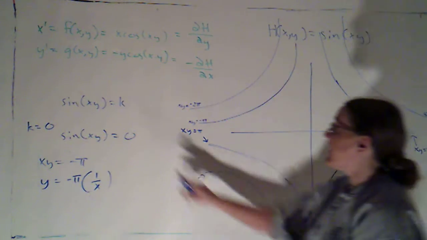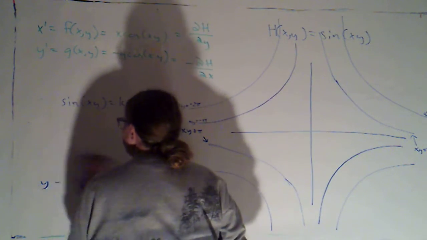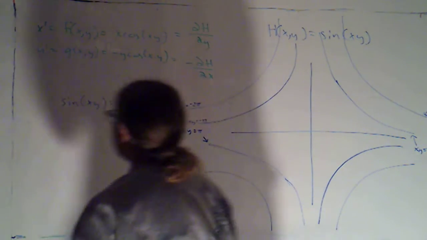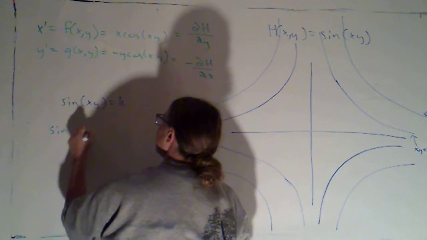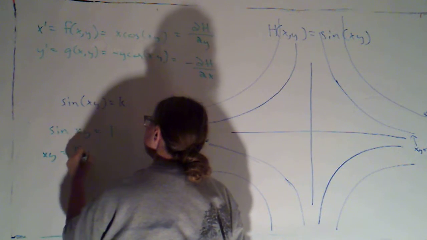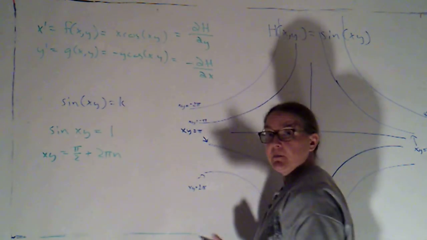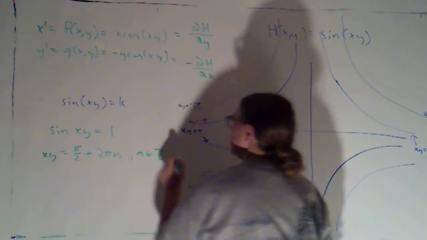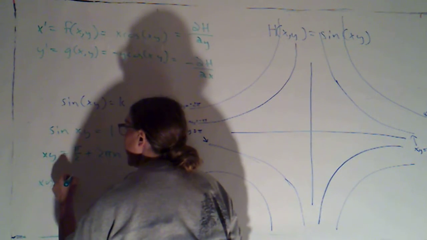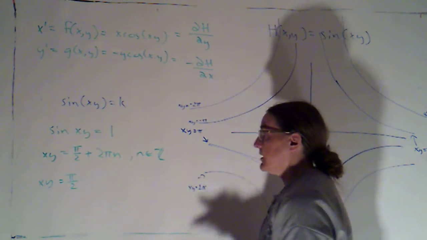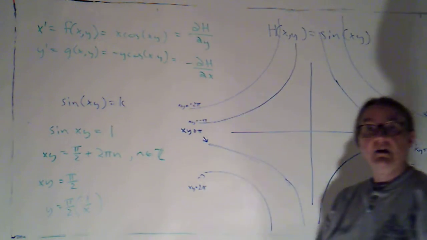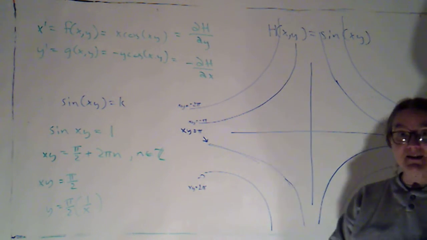Let's take a look at some other values for k. I'm thinking we want to take a look at what if k is 1. That's the biggest that sine can be. So if I look at sine of xy equaling 1, well, that would mean that xy would be pi over 2 plus an integer multiple of 2 pi. So again, where n is an integer. If I just take a look at x times y equals pi over 2, adding nothing to it, I'm going to get y equals pi over 2 times 1 over x. So it's also just a multiple of the reciprocal function.